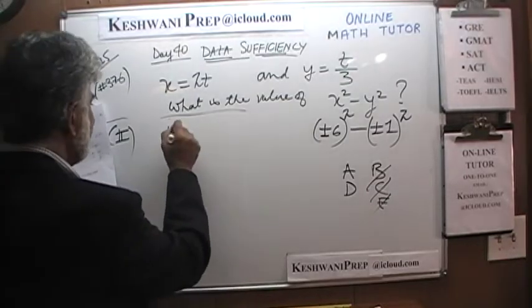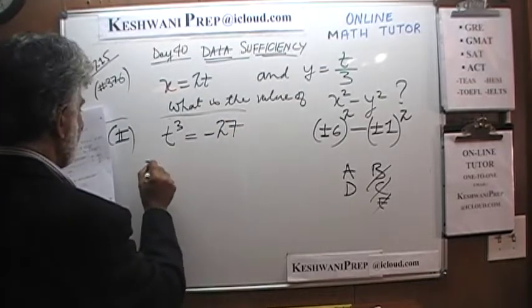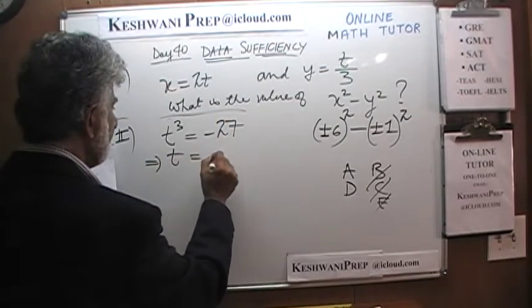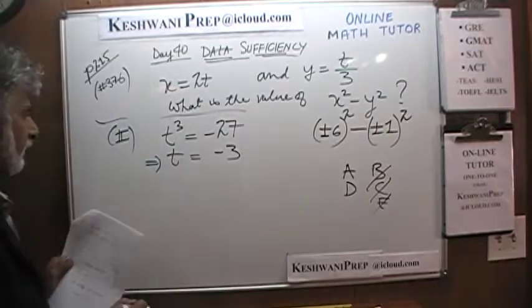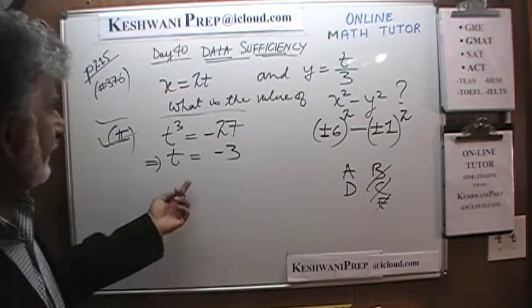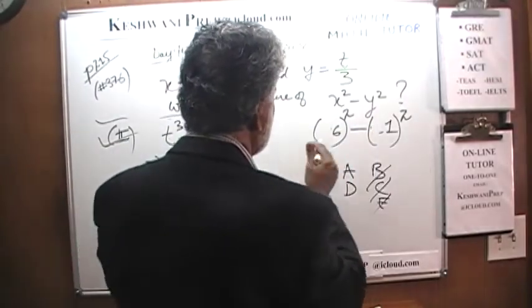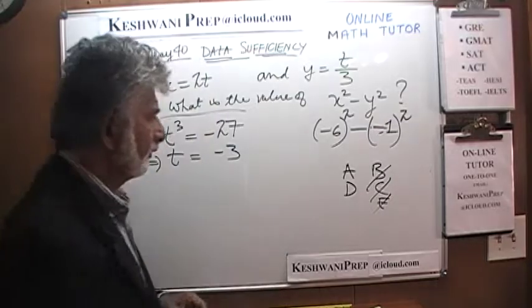Second statement tells us that T cube is equal to negative 27, which in itself means that T is negative 3. There you go. That is also enough. That's even better, because now we know that t is not positive 3. These are all negative quantities. That's all it does.